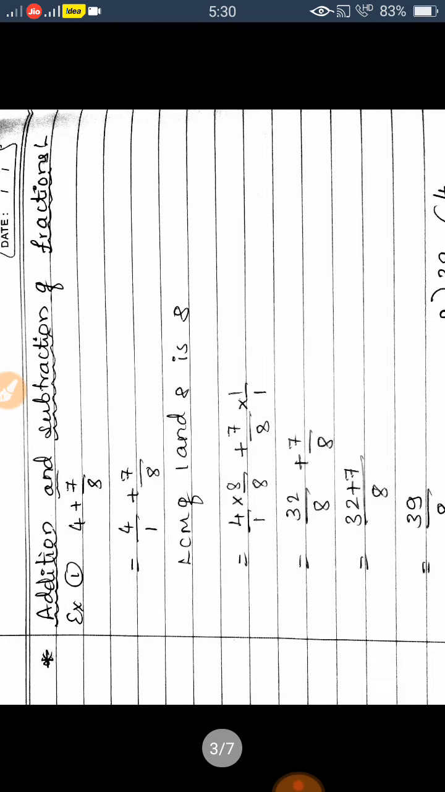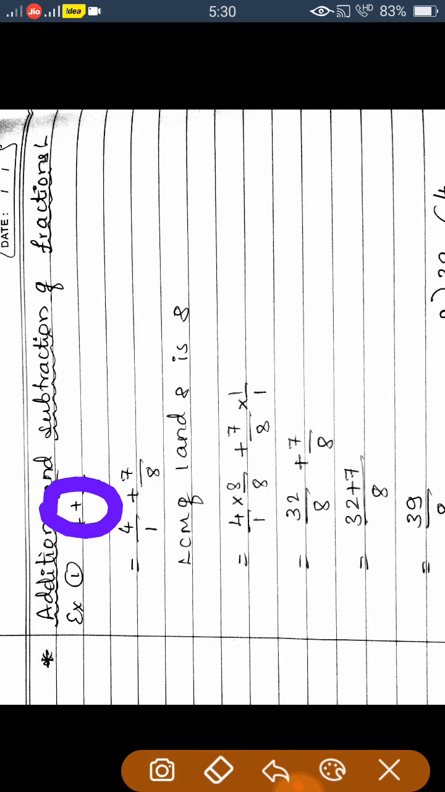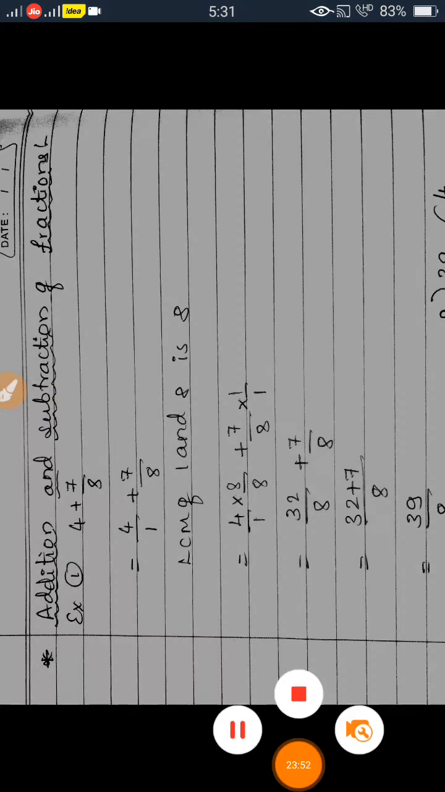See, not only addition, in place of the addition sign, you can put subtraction. So in this process, you may subtract. That's all. This is the process of subtraction. Addition and subtraction processes are the same. If the addition sign comes, add it. If the subtraction sign comes, subtract it. So go for the next question.